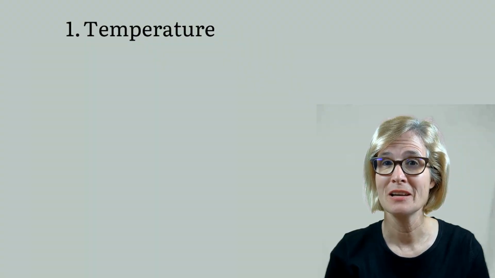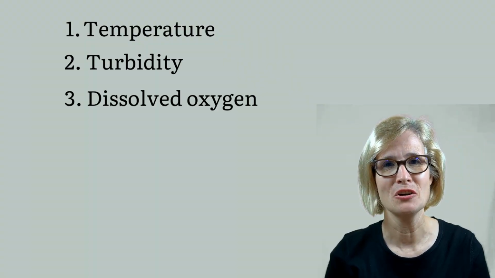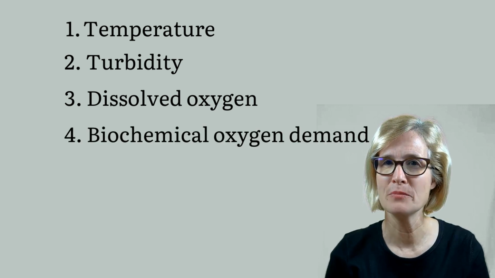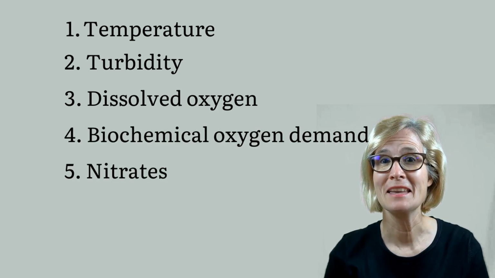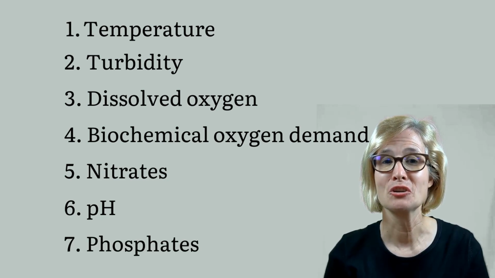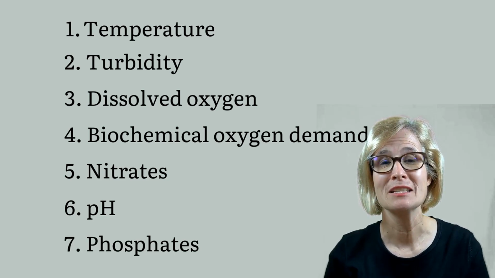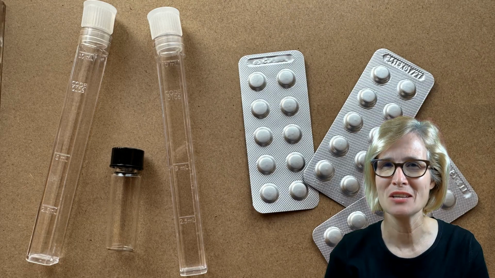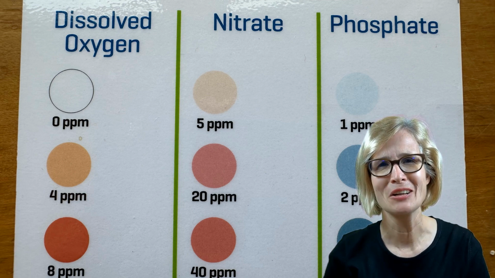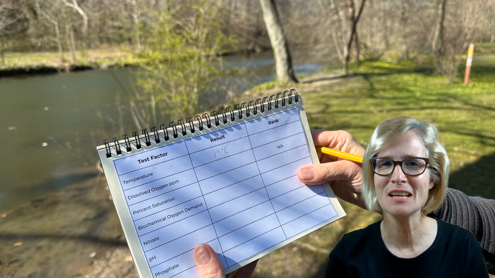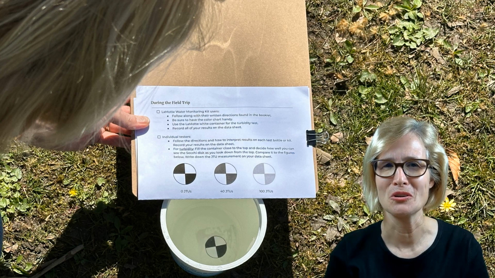So the purpose of this field trip is for your learners to test your river or lake, stream or pond for 7 basic water quality parameters: temperature, turbidity, dissolved oxygen, biochemical oxygen demand, nitrate, pH, and phosphate. Your kids will learn how to follow testing instructions, use test tubes and chemical tabs, read number and color measurements, record data, and interpret results.